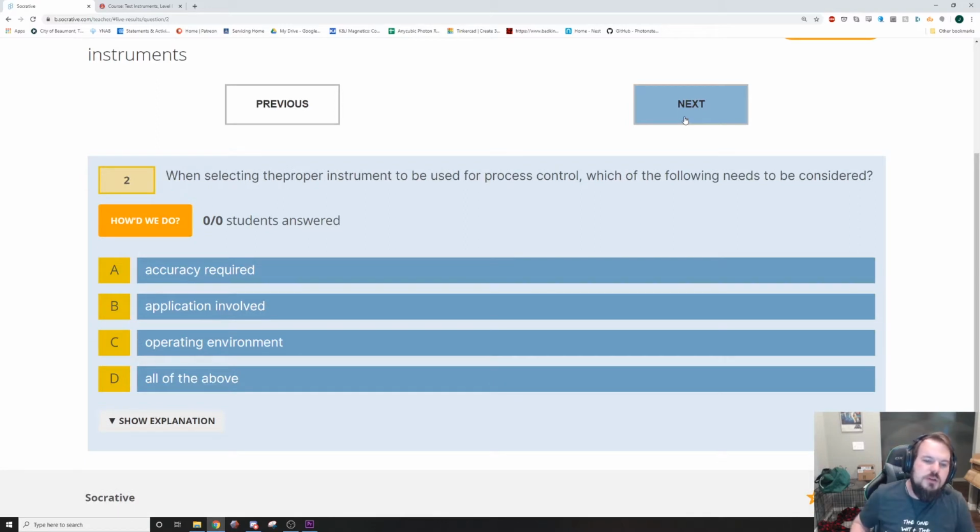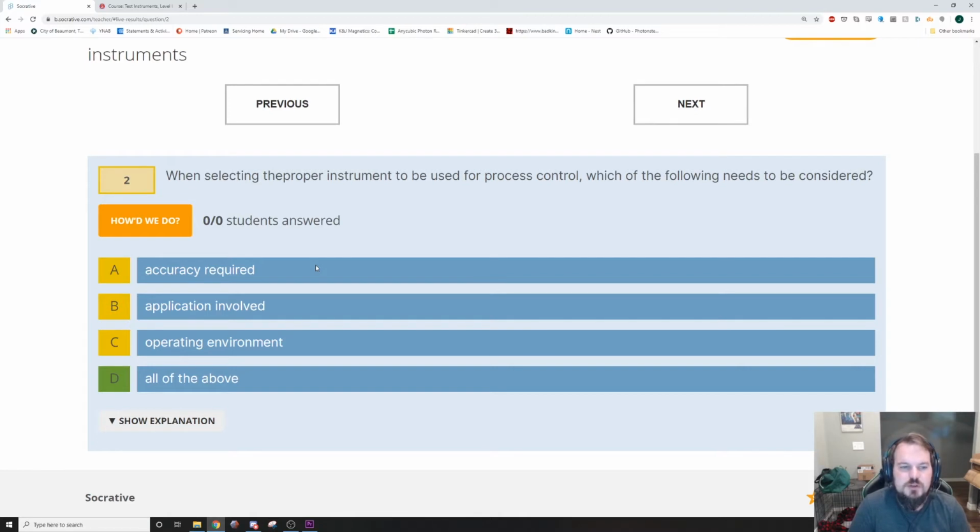Question 2. When selecting the proper instrument to be used for process control, which of the following needs to be considered? And you'll find that on the previous page, page 315, and it's all of the above. You have to take into account the accuracy that you need, the application, the operating environment, and the desired results that you want to get.